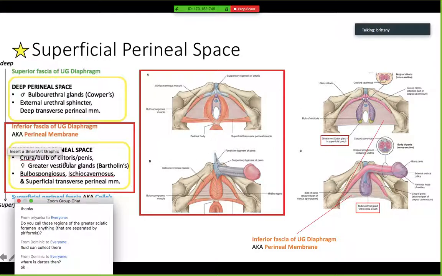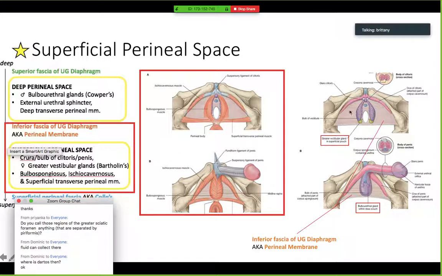So in the superficial perineal space, we have the bulbospongiosis, the ischiocavernosus, and the superficial transverse perineal muscle. Okay, so notice that this design is very similar between the male and female. So ischiocavernosus, bulbospongiosis, superficial transverse perineal, and then over here, again, super important are these greater vestibular glands. So you want to make sure you remember that the female glands are in the superficial space. The male glands, the bulbourethral glands, those are in the deep perineal space.